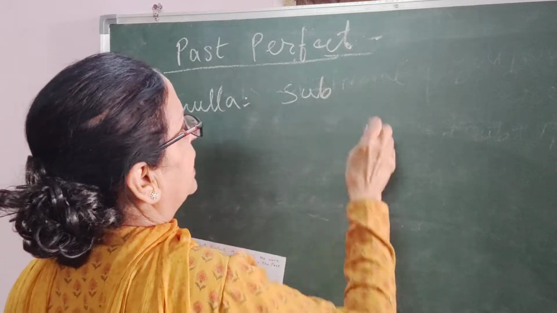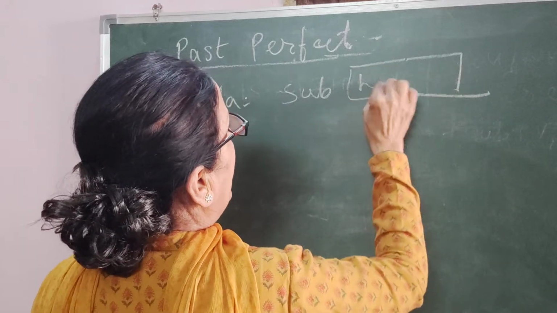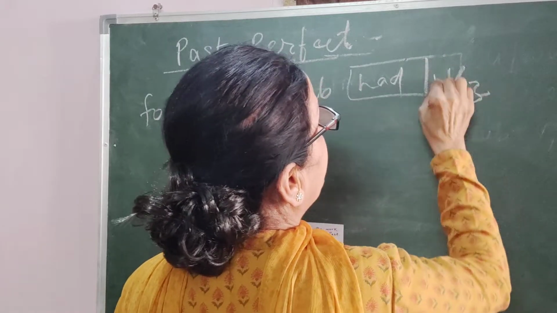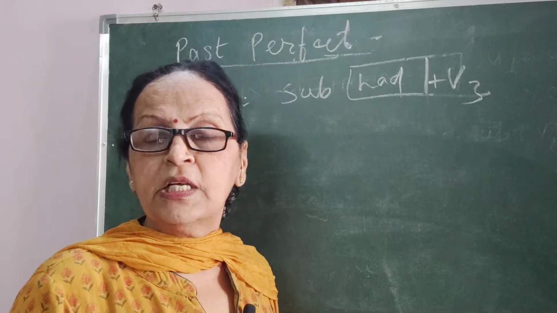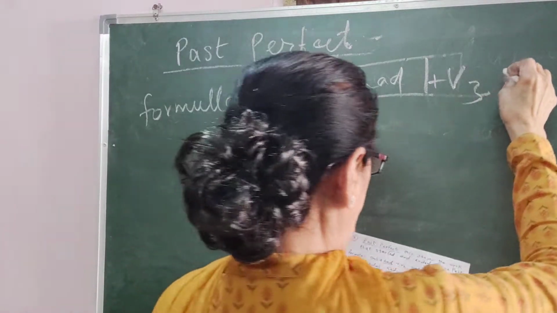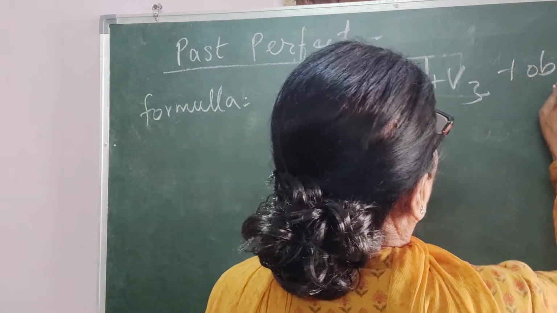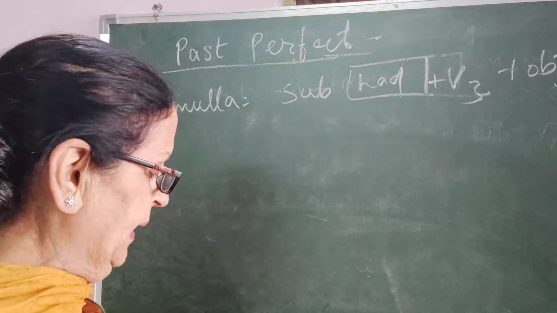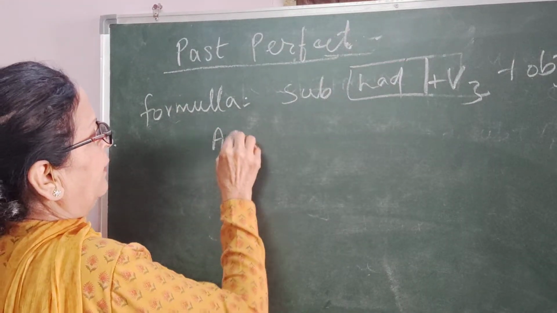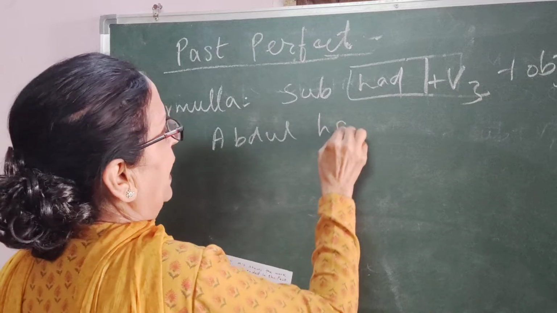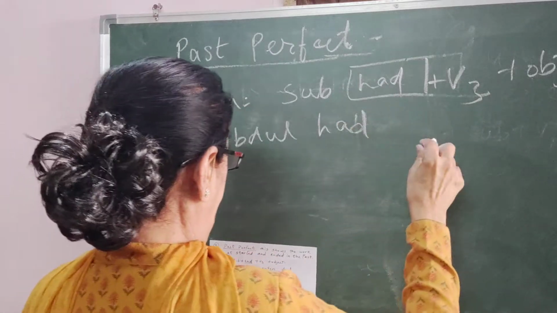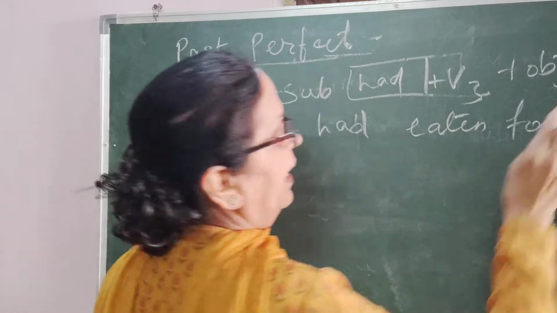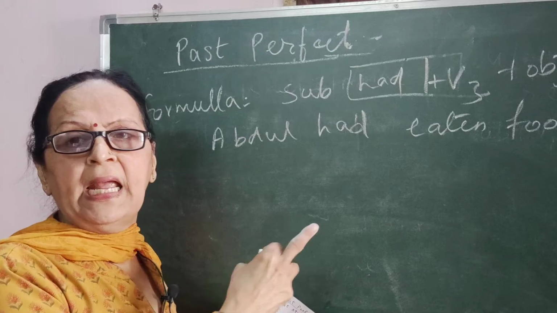Formula will be subject. Your past helping will be had. And then your verb that will be in third form. Since we have had here helping verb, third form of verb with object. I am directly going to give you the rules and tricks so that you can make any sentences. Now if I write down Abdul had eaten food. खाया था. Right? Eat, ate, eaten.